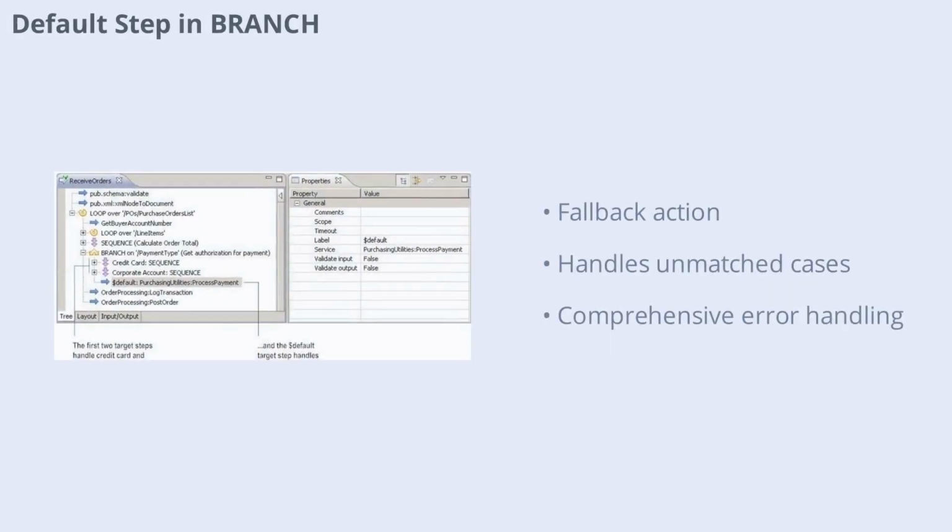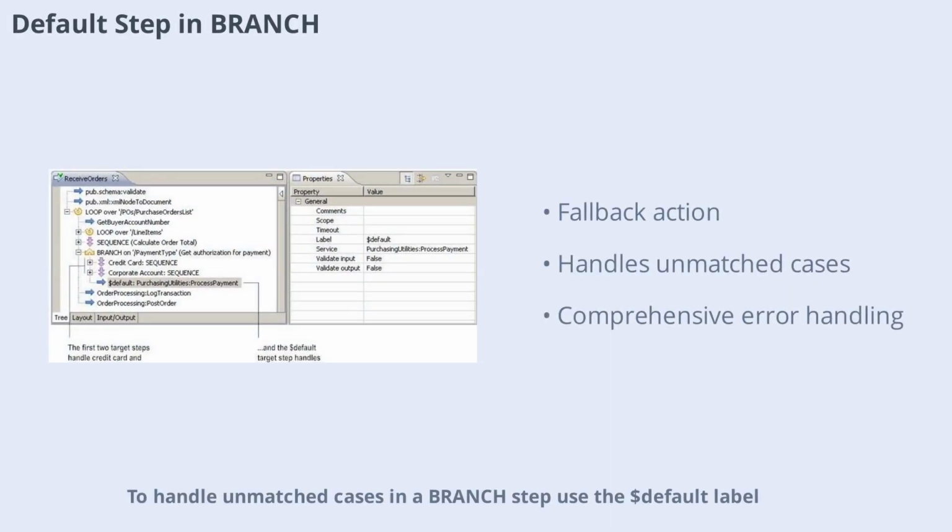To handle unmatched cases in a branch step, use the default label. This ensures that your flow service always has a fallback action, preventing execution from falling through and supporting comprehensive error handling. Only one default step is allowed and Designer evaluates it last.